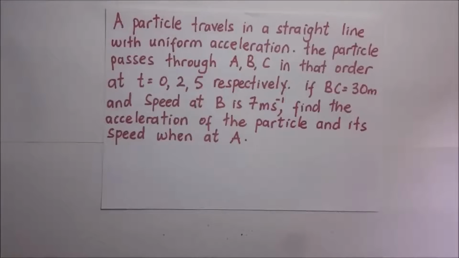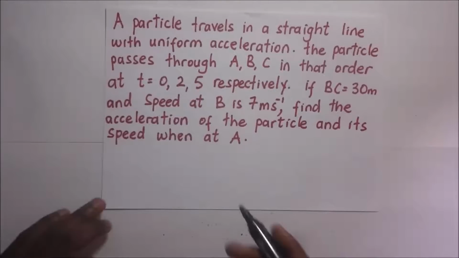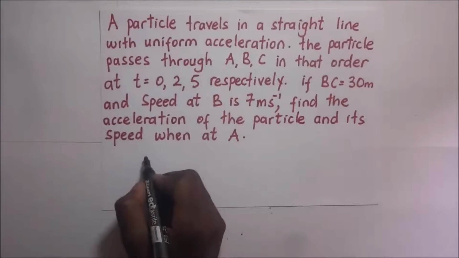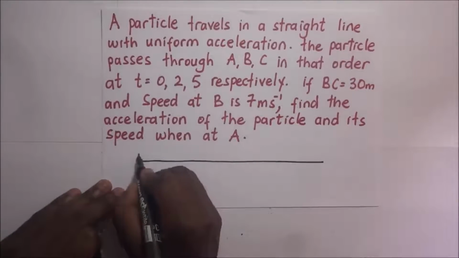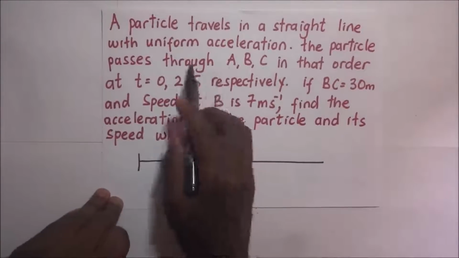Summarize it diagrammatically. A particle travels in a straight line with uniform acceleration. So the catchword there is uniform acceleration, meaning you know that you're going to apply the uniform acceleration formula. He's traveling in a straight line with uniform acceleration.